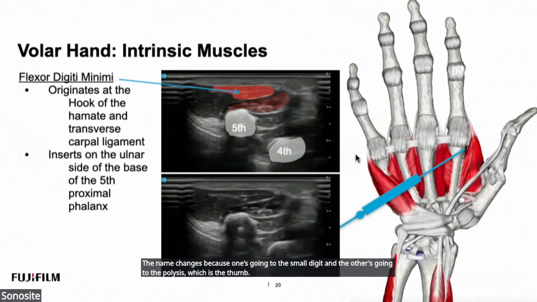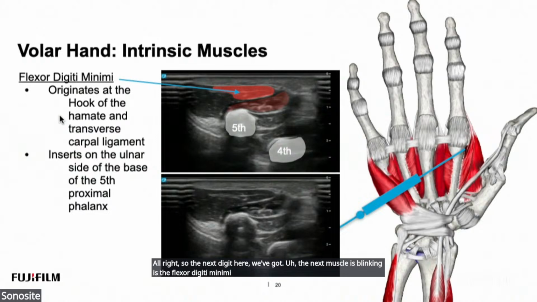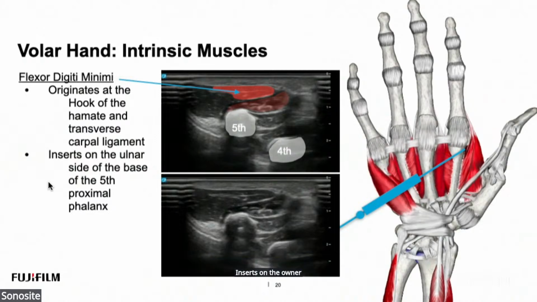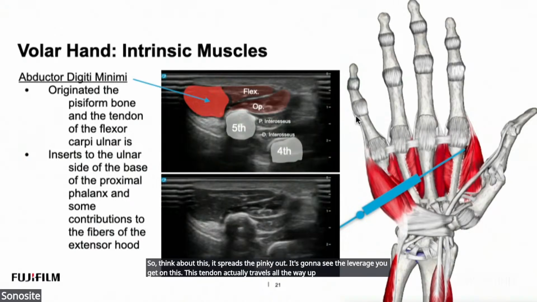All right, so the next muscle, which is blinking, is the flexor digiti minimi. It originates again at the hook of the hamate and the transverse carpal ligament, and inserts on the ulnar side of the base of the fifth proximal phalanx, way up here. So it passes the MCP joint level. Now we've got the abductor digiti minimi. So think about this, it spreads the pinky out. You're going to see the leverage you get on this. This tendon actually travels all the way up past the DIP level.